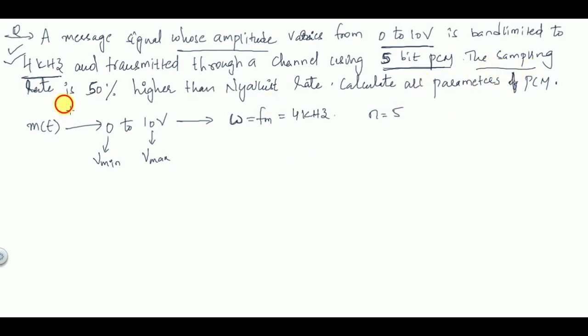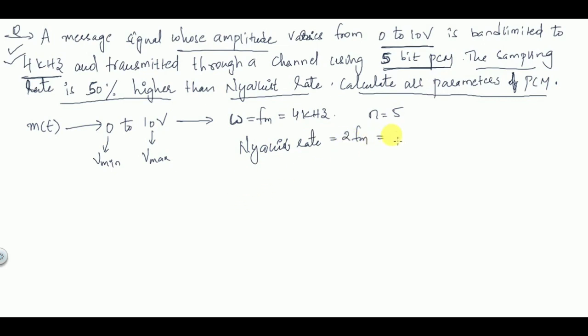Next, the sampling rate is 50% higher than the Nyquist rate. Then calculate all the parameters of PCM. So we know that the Nyquist rate is equal to 2fm. It will be 8000 samples per second. But he has given that the sampling rate is 50% higher than the Nyquist rate.